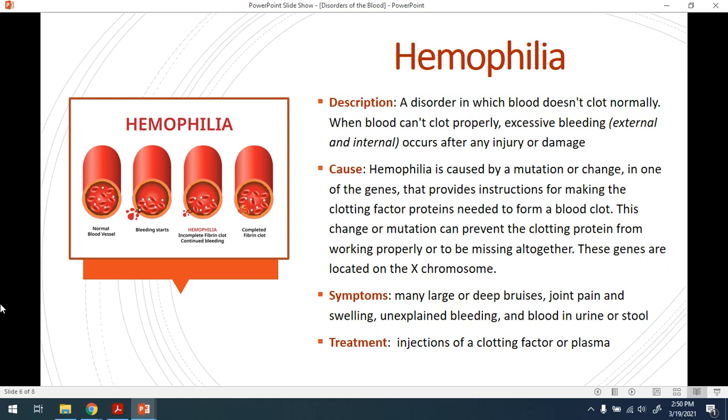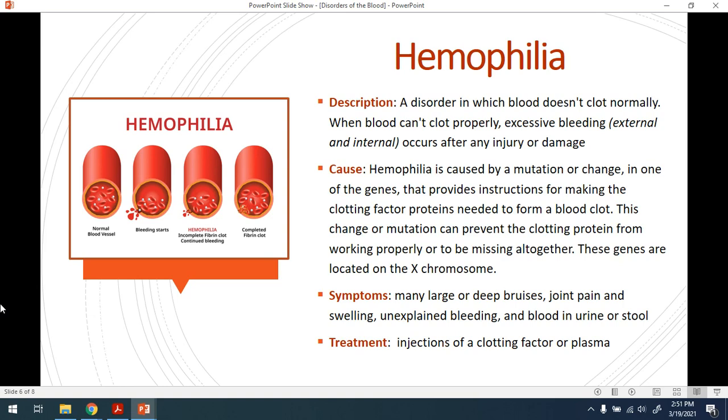The cause of hemophilia is a mutation or change in one of the genes, meaning it is genetic. This gene provides instructions for making the clotting factor proteins needed to form a blood clot. This change or mutation prevents that clotting protein from working properly, or in some cases, it may be missing altogether. These genes are located on the X chromosome.